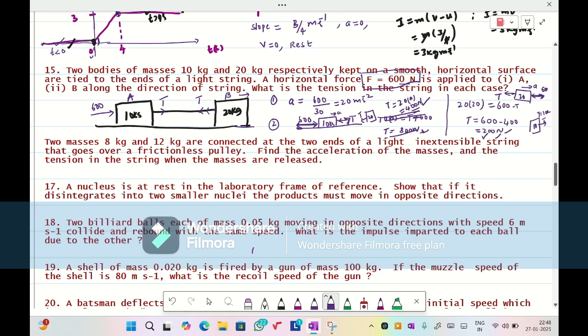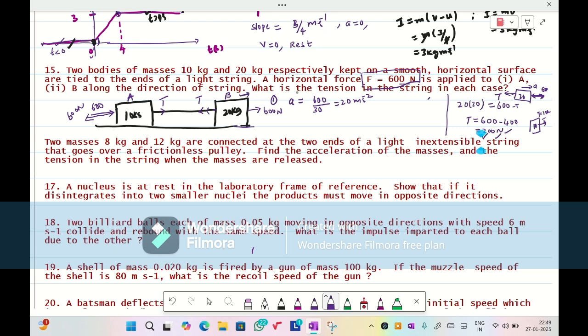Here I forgot to leave space clearly, so once again I will rub it and write clearly. So this force is the pulling force, you consider. The 20 kg is pulled along the string direction, like this. The 20 kg is pulled by 600 newtons in the second case, and in the first case the 10 kg is pulled by 600 newtons. So now the tension is like this.